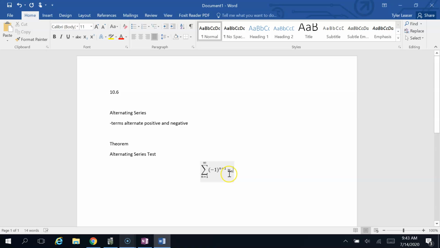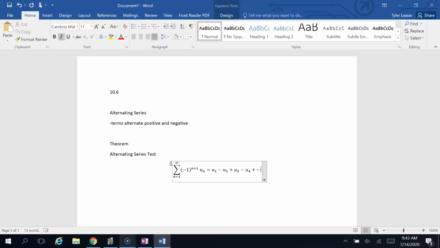You want to think of this u sub n as being the sequence values where they're all positive, and only that -1 is what's making it alternate. So if I were to plug in n equals 1, 2, 3 into this, the first sequence term, u sub 1, would be positive. The next sequence term would be negative, the next one positive, and so on and so forth. So you want to think of those u sub n's as being just positive values. And in fact, that's going to be one of the parts to our test.